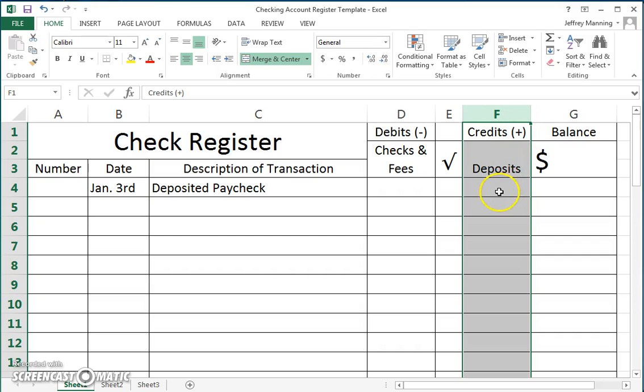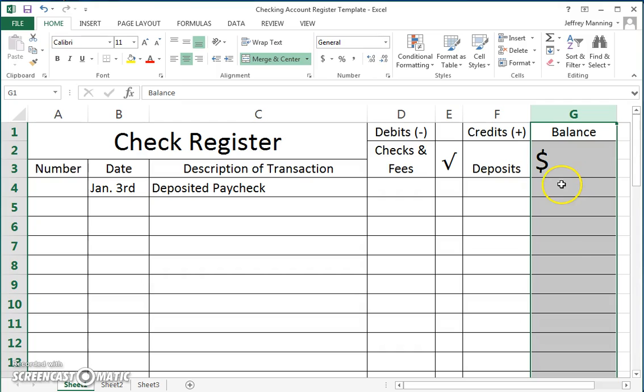And you've probably guessed it. This is anytime you add money to your account. And then finally, this balance column is going to be the total amount of money that you currently have in the account. It's going to be important to keep this accurate. So you're going to adjust this every time that you either deposit money or spend money.